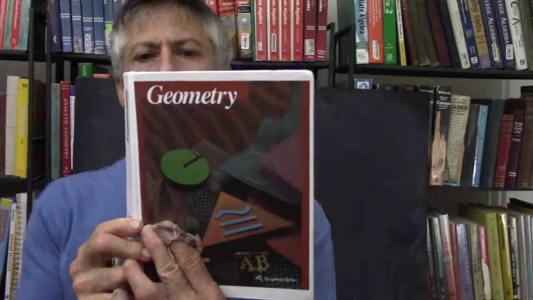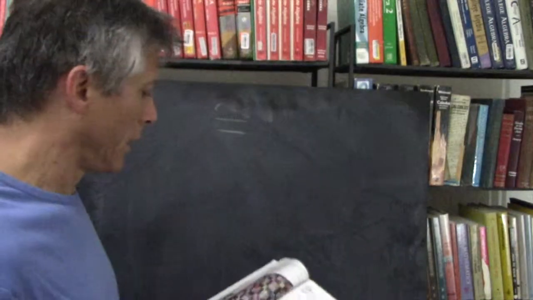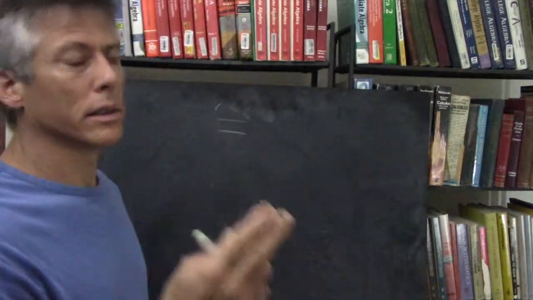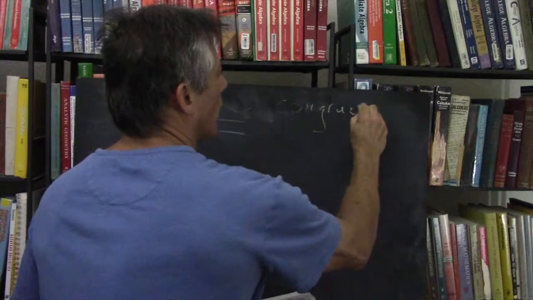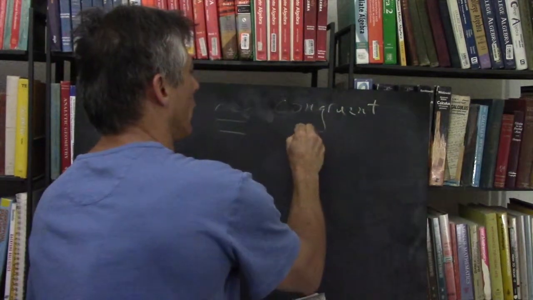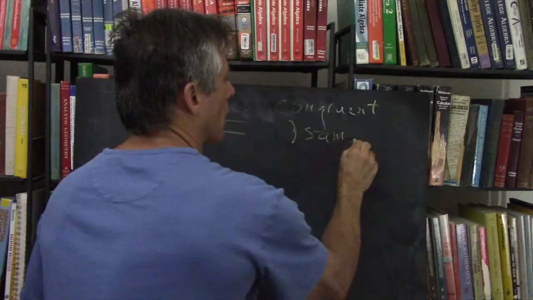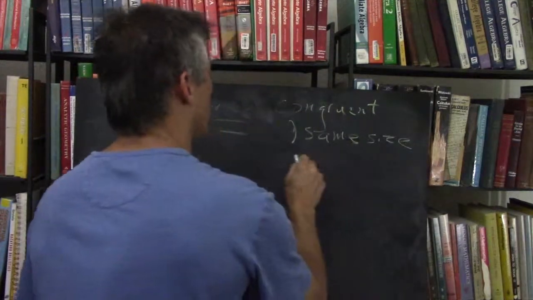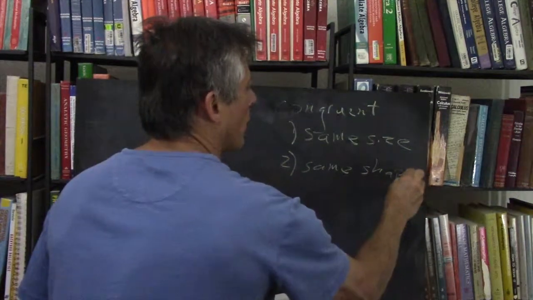Alright, Chapter 4, Section 1, Congruent figures. So remember, congruent, which we symbolize with a wavy line over an equal sign, means same size, same shape. So congruent, and you want to write that down. Same size, same shape.